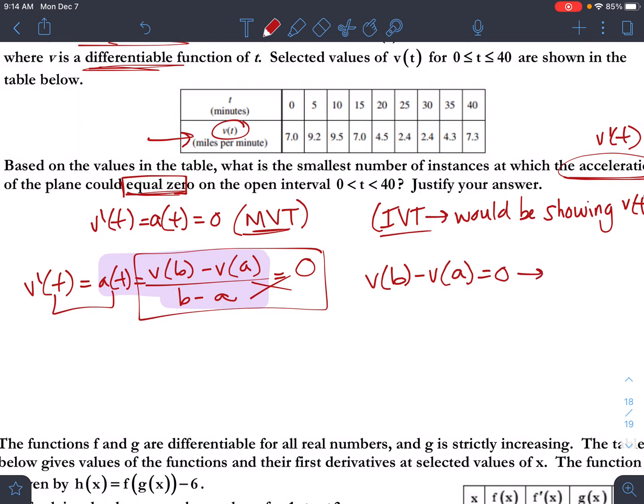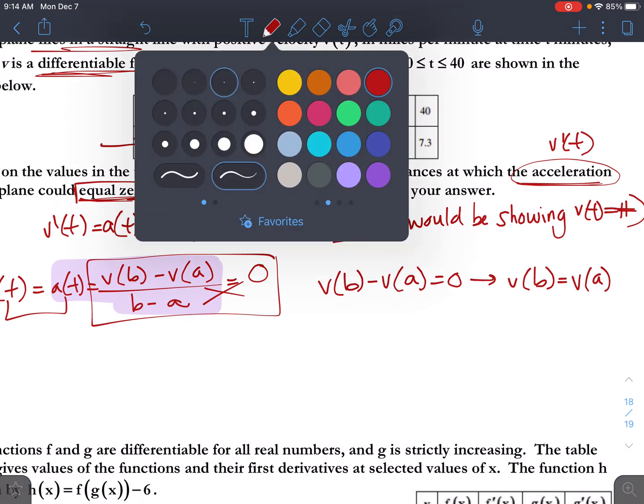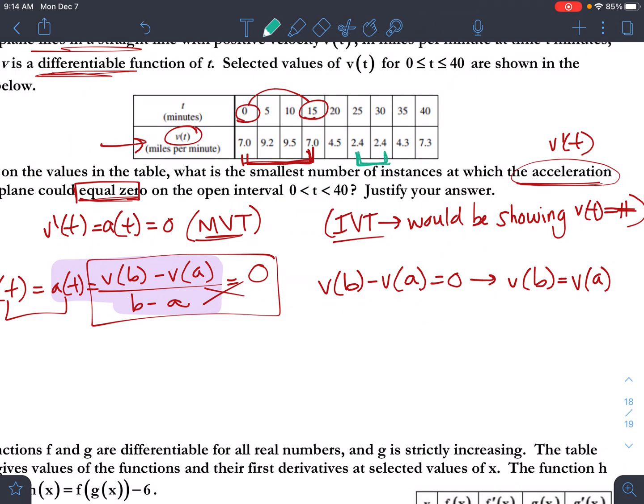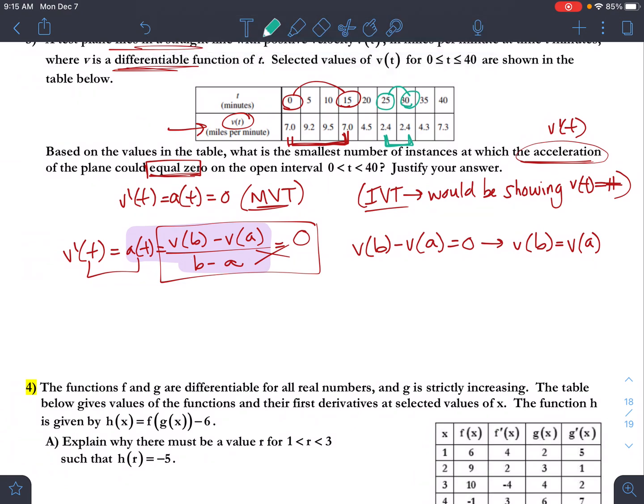If you solved here, you would get when is v of b equal to v of a, aka when you subtract the 2 values, you get 0. So when are the 2 velocities equal? Well, if you look up here, you have 7 and 7. So if you were to do v of 15 minus v of 0, 7 minus 7 is 0. So your denominator would be 0, numerator would be 0. What else do we have? v of 30 minus v of 25, I would get 0 again, because 2.4 minus 2.4 is 0. So there's 2 instances where this is true.